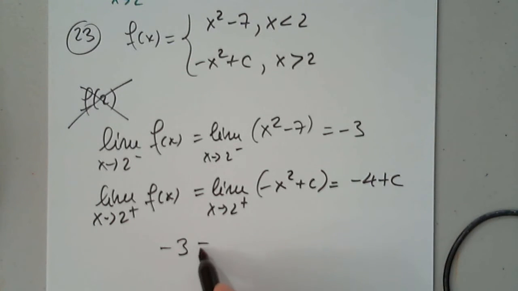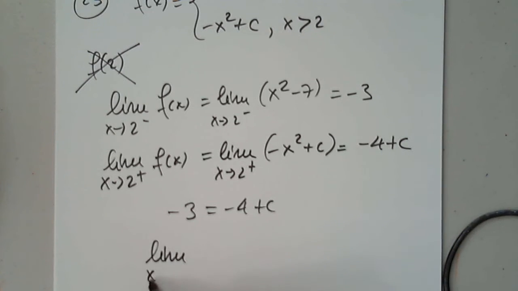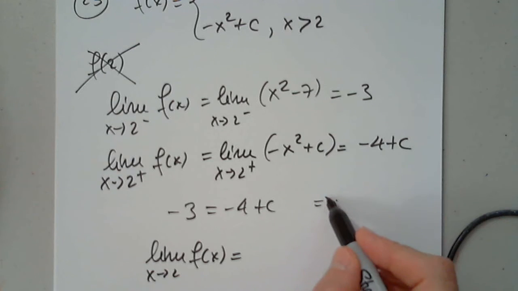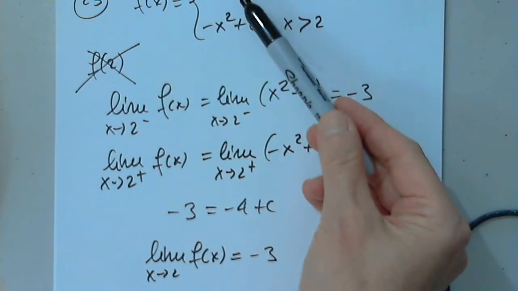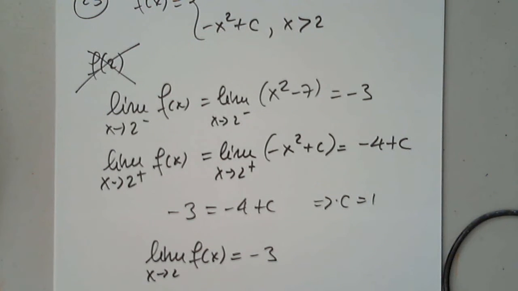So negative 3 must equal negative 4 plus c for the limit from either side to exist. So then c is 1. And the limit is negative 3. But plugging 2 in either one is incorrect and impossible.